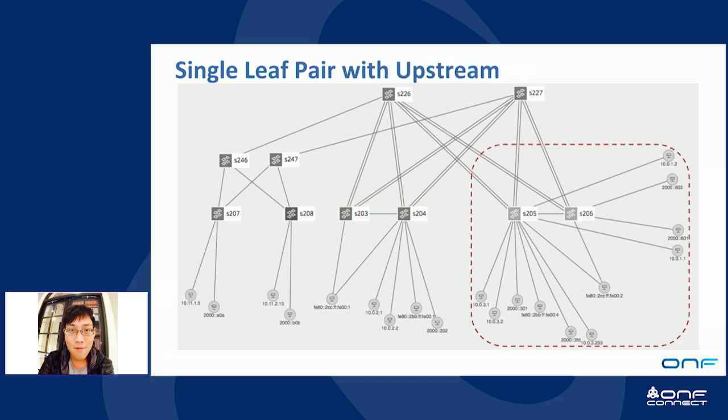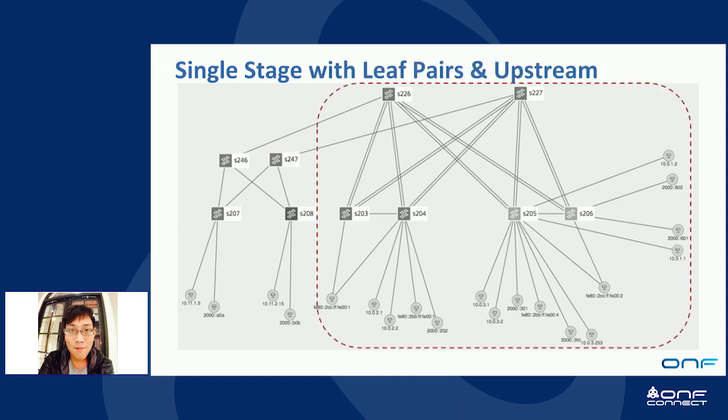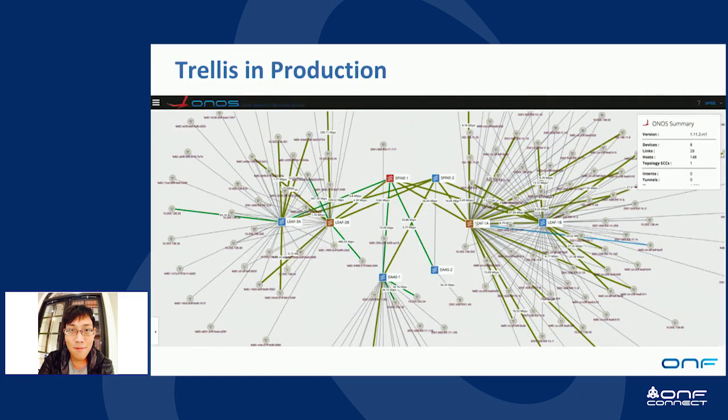If you have a little bit bigger, you may want to consider connecting that to an upstream router and provide upstream connectivity. Of course, growing bigger, you may have a 2x2 configuration as well, so 2 leaf, 2 spine. You can also have a single stage with leaf pairs and upstream connectivities. So basically, Trellis is very flexible. You can configure in many ways according to your scale and your requirement.